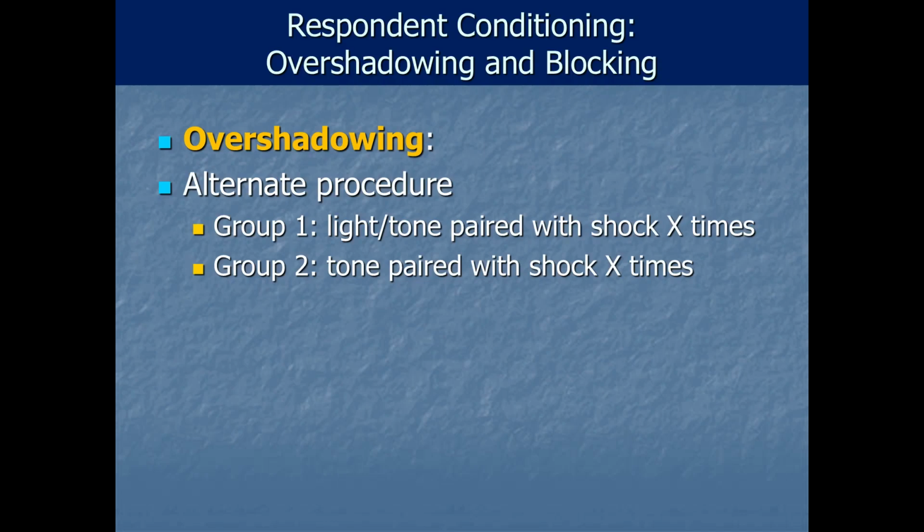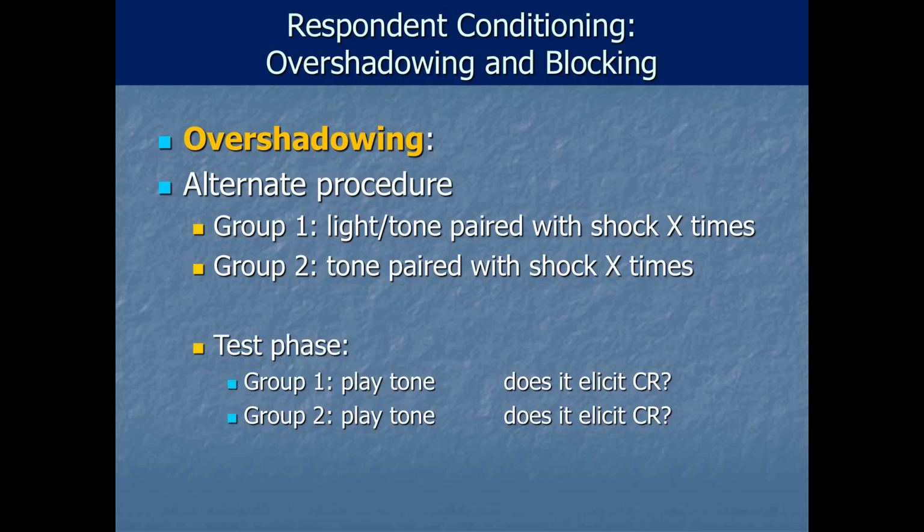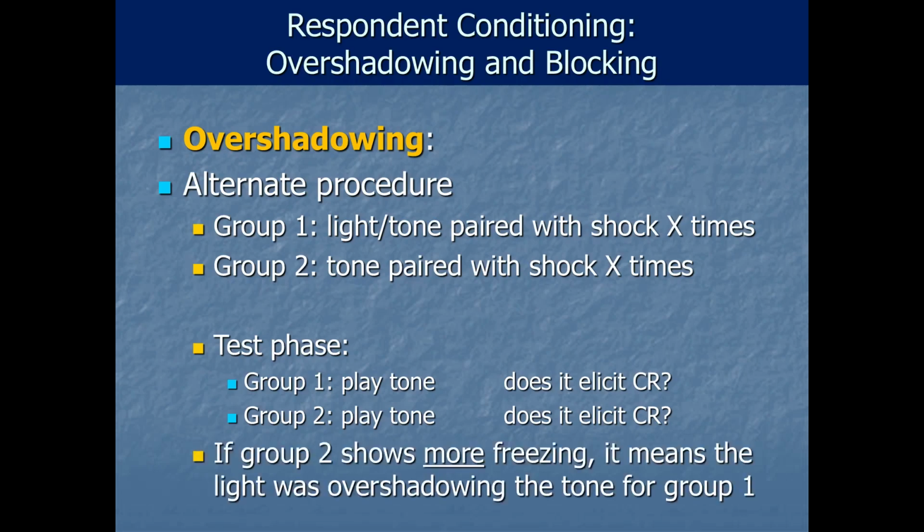So you might think they would have equally bad associations with that tone, that they would have a freezing reaction to the tone equally. So we check this by doing a test phase. For each group, we'll just check how much conditioned response we get when we play the tone by itself, with no shock and no light also. If what we find is group 2 showing more freezing, and group 1 isn't as scared of the tone, then that suggests the light was overshadowing the tone for them.